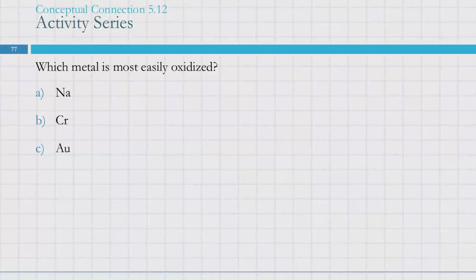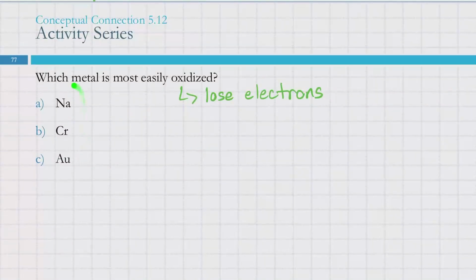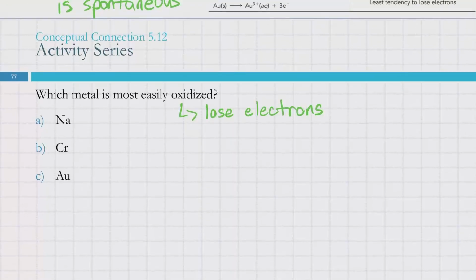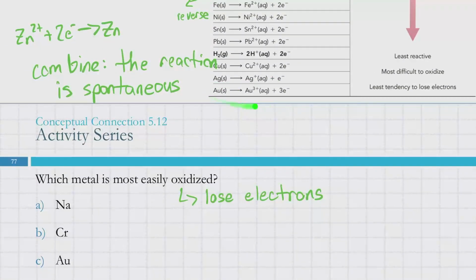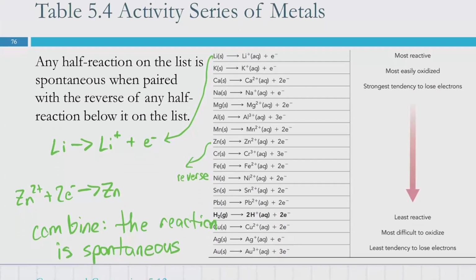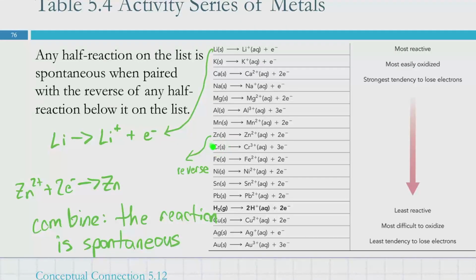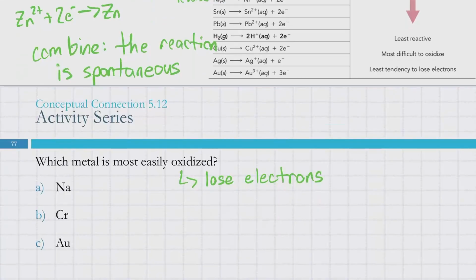What is oxidizing? Losing electrons. If we look at our activity series and we look for sodium, chromium, gold, we just talked about how gold's very non-reactive. These are all set up in their oxidation half reaction form. So gold is at the bottom, the least likely to form an ion. Chromium here in the middle, moderately likely to lose electrons. And sodium way up close to the top, very likely to lose electrons. So sodium is most easily oxidized. It's highest on the activity series.